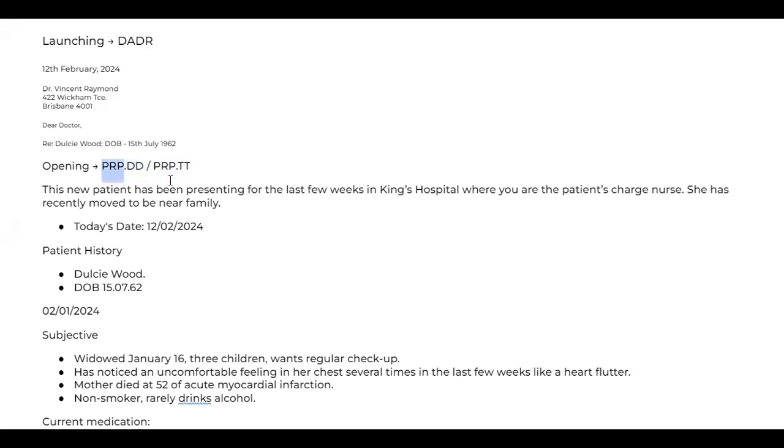So with all your permission, I am going to remove the PRPDD because this is not a discharge letter. Reason number two is, how can you discharge a patient who is not admitted? The patient just came here presenting. So the patient was not admitted today. So how can you discharge the patient? Plus, this is not an admission case. So easily we can decide that this is a PRPTT letter.